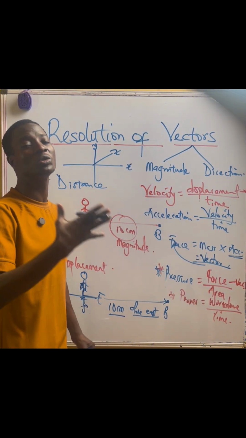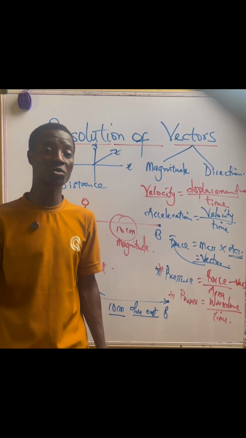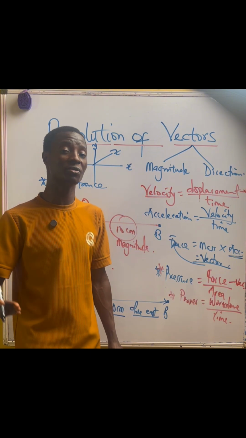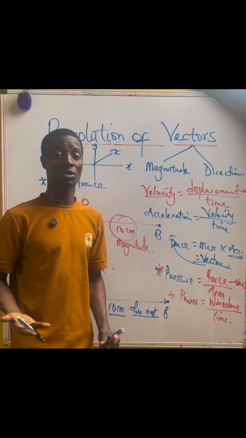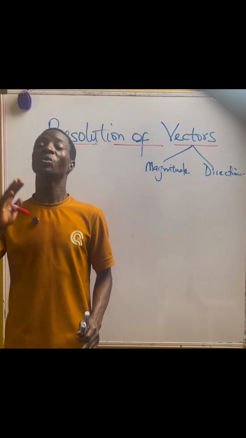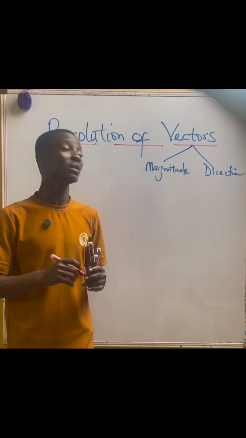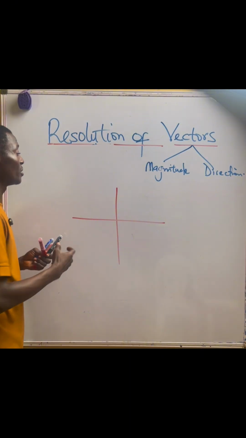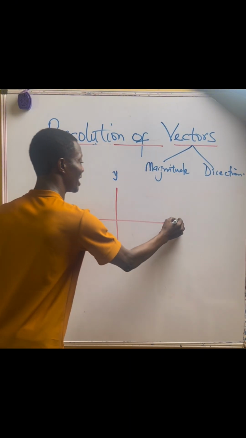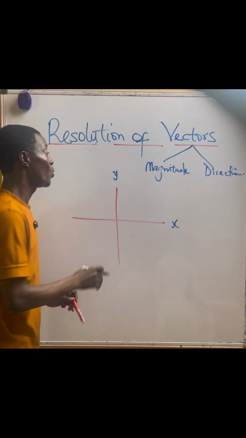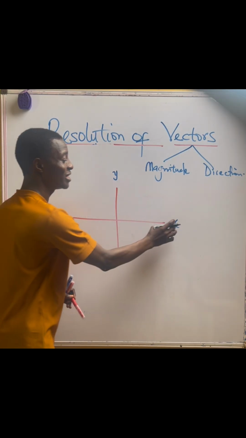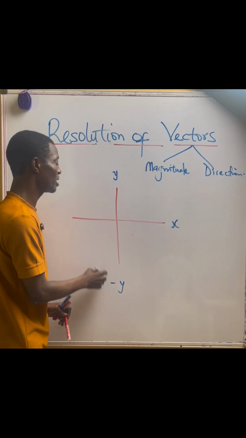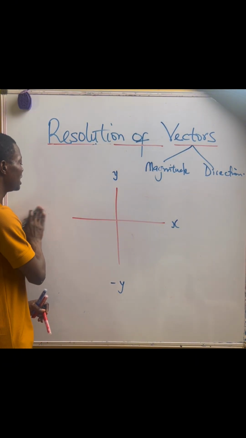But before we go into resolution totally, let me quickly show you something that I know would be helpful during the journey of resolution of forces. First, we need to understand how the Cartesian plane works. So we have this and this. This is your y-axis, this is your x-axis. We want to see why this is positive y and why this is positive x. Why do we usually say this is negative y? Why do we usually say this is negative x?